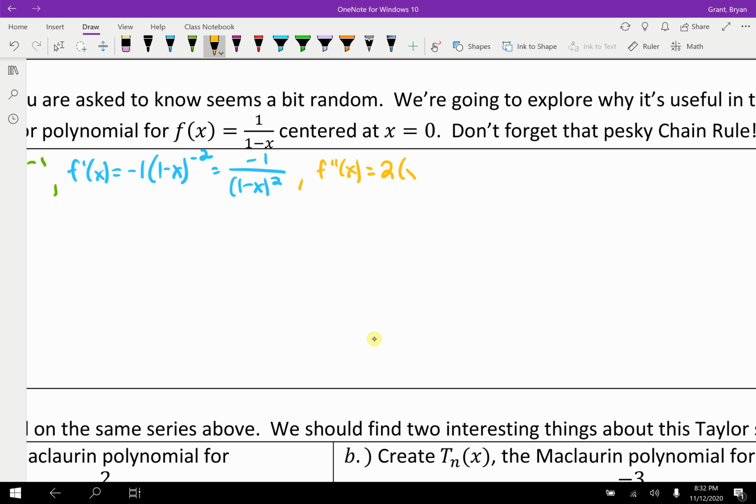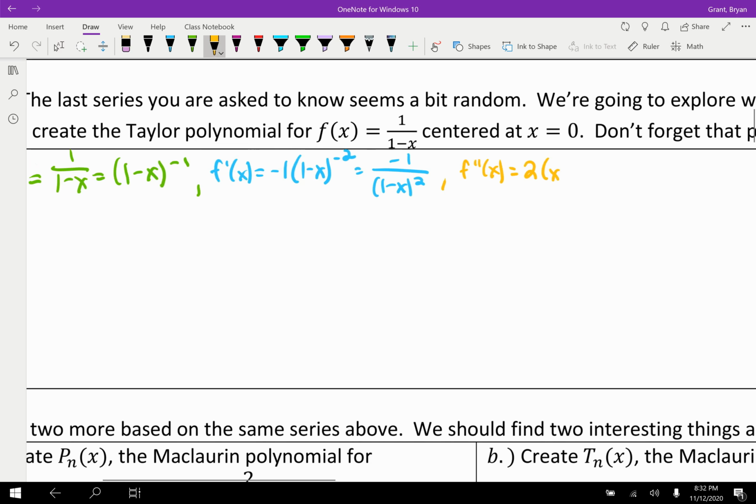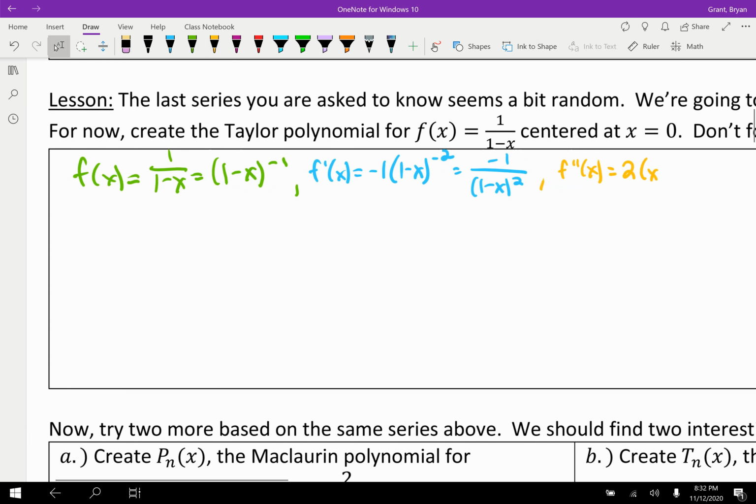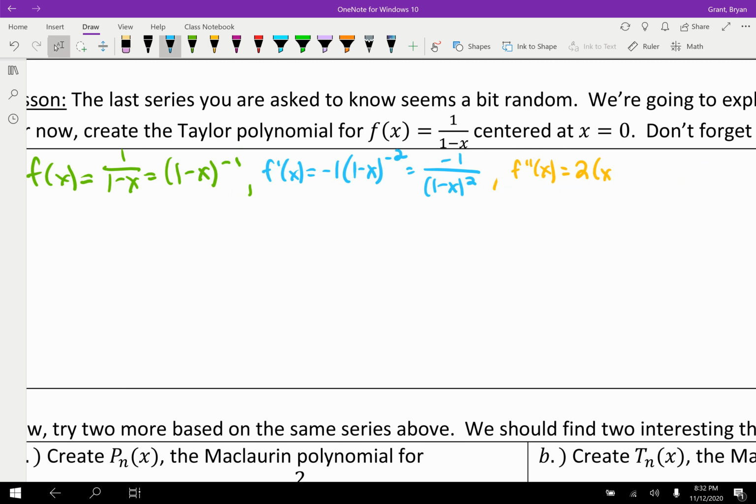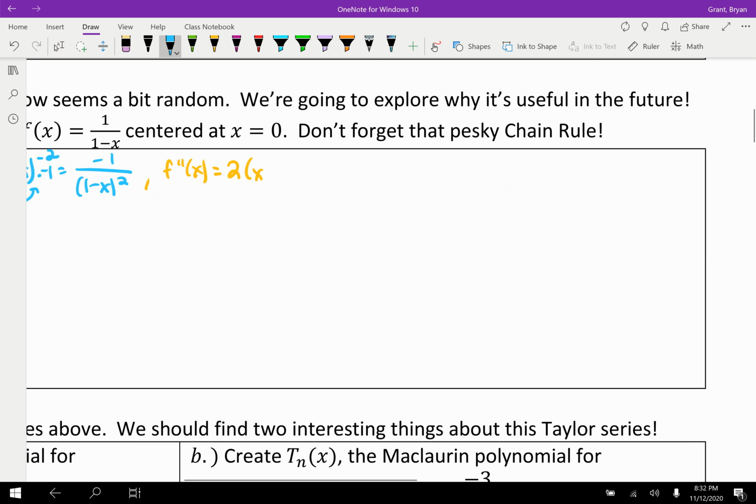This becomes 2. Wait, I've made a big oopsie here. I definitely forgot the chain rule, so I brought the exponent down, but I forgot to multiply by the derivative of the inside, and I read that over here.